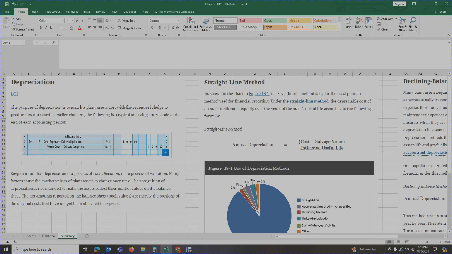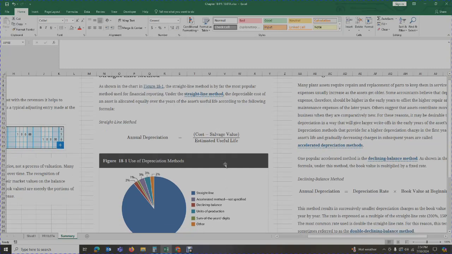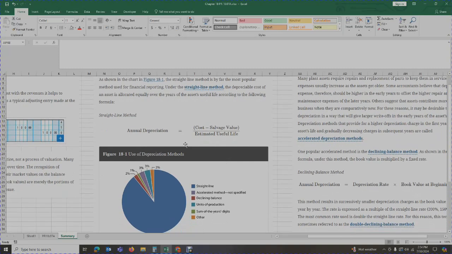Okay, so let's tackle one at a time. We're first going to work on the straight line method. Now, the straight line method is the simplest method, and it is the method that is used most widely by most companies because of its simplicity. As stated, the straight line method is the most popular method for financial reporting, and the actual calculation of it is extremely easy. We're going to get the cost minus the salvage value divided by the estimated useful life.